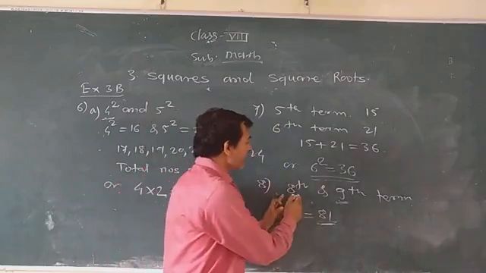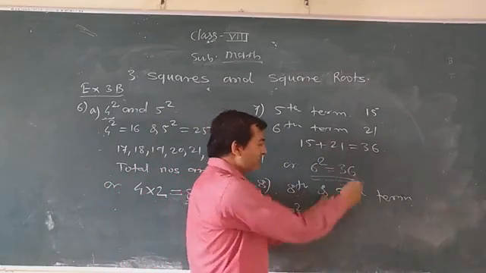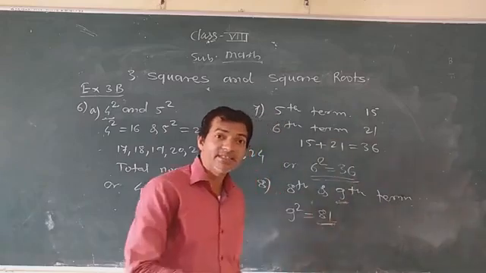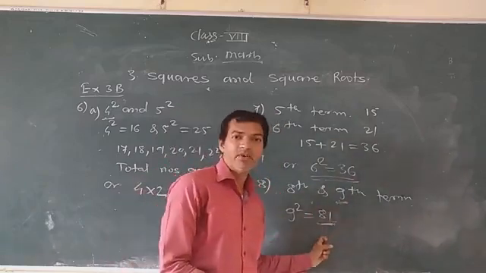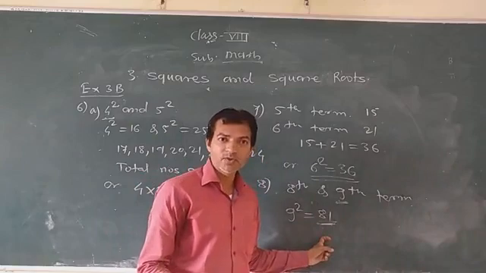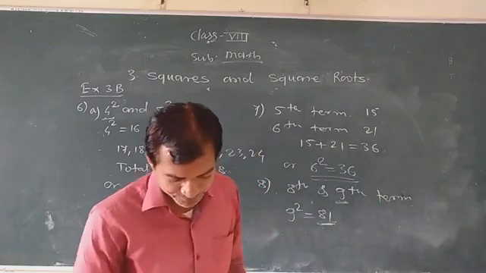Means if you find how many dots in the 8th term and how many dots in the 9th term, and then you add these numbers, you will get 81. Okay, understood? Like this you have to solve.